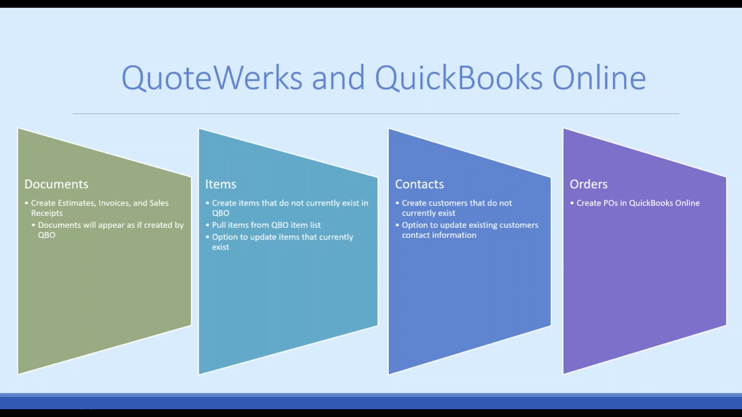Additionally, the item integration is going to be, again, like I said, creating those items that don't currently exist in QuickBooks. So as you quote new items, if you sell a lot of different items that change, we're only going to create items that don't currently exist in QuickBooks Online for you. We're also going to be able to pull items from your QuickBooks list. So if you're setting up items in your QuickBooks list and you want to pull from them, we can do that. You can mix and match. So if you're going to search for some items from your QuickBooks list and some from your QuoteWerks list, or from another CRM or PSA system, or from your own items database that you set up, you'll be able to mix and match there as well.